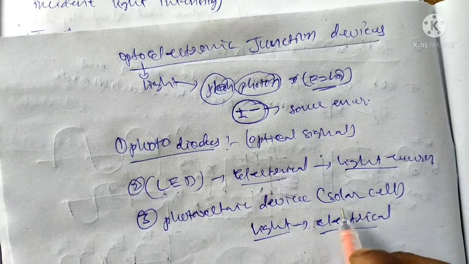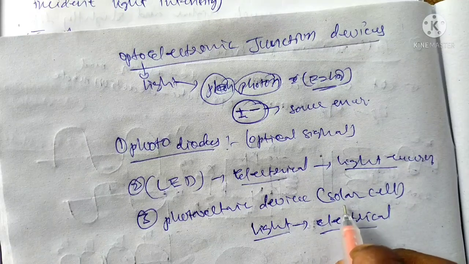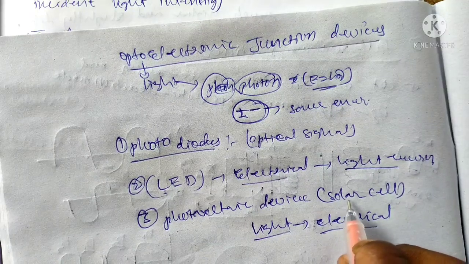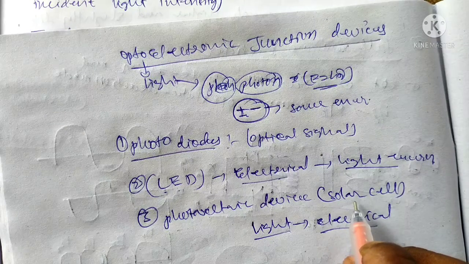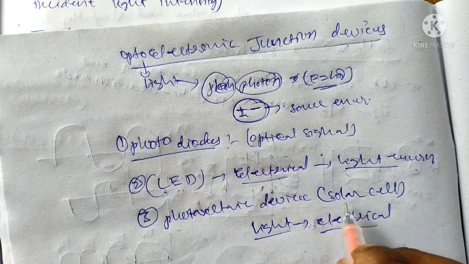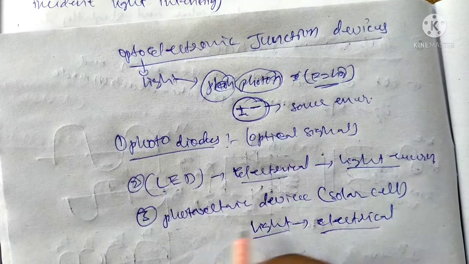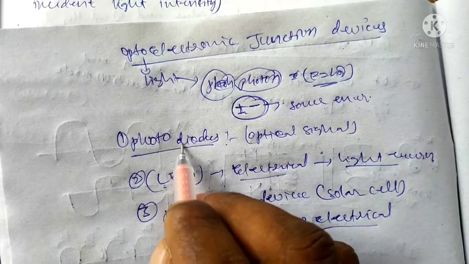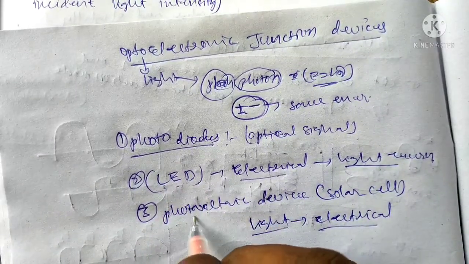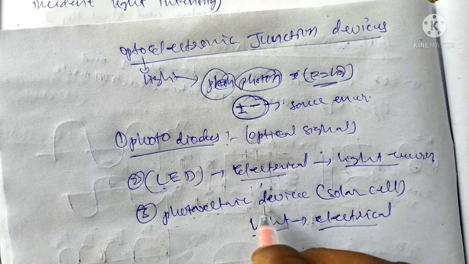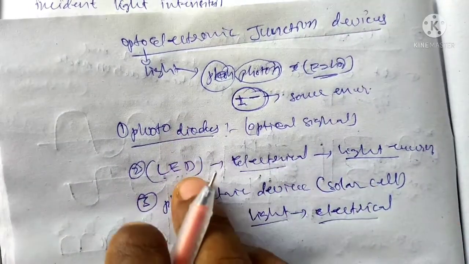Nowadays the solar cell is very important for power saving. Solar cells are used in many applications, and they can reduce the power consumption. Okay, now further we can discuss photodiodes, LEDs and photovoltaic devices. We can explain them one by one.